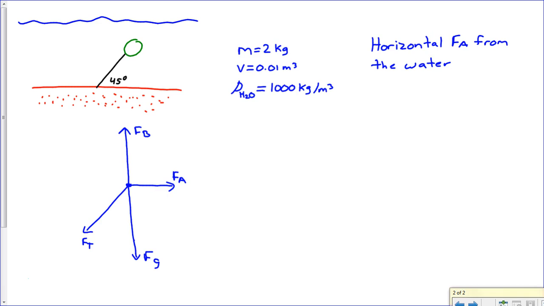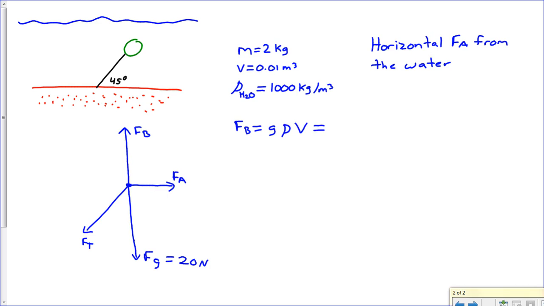Okay. So what we have to do now is look through and see what we can find. The gravitational force, because we have the mass, is easy. It's 2 kilograms, which makes this 20 newtons. We can calculate the buoyant force from our buoyant force equation. We know buoyant force equals G times the density of the fluid times the volume.